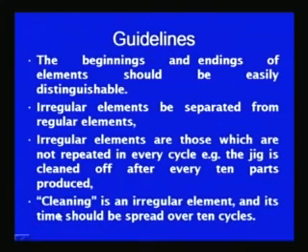at a particular interval. So, the irregular elements are those which are not repeated in every cycle, like a jig being cleaned after every 10 parts produced. The cleaning activity is an irregular element and its time should be spread over the 10 cycles. So, it will be detected only if the study is continued until 10 pieces are produced, and then one cleaning element will appear.